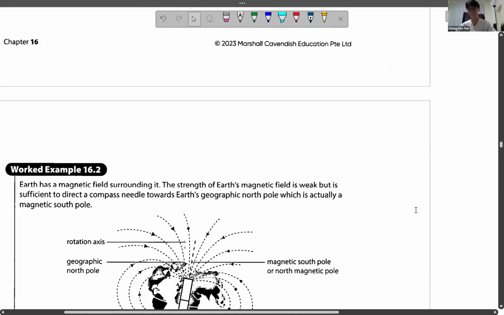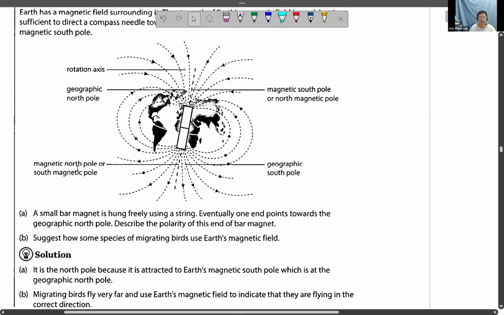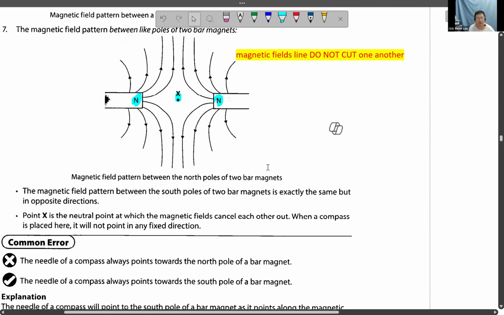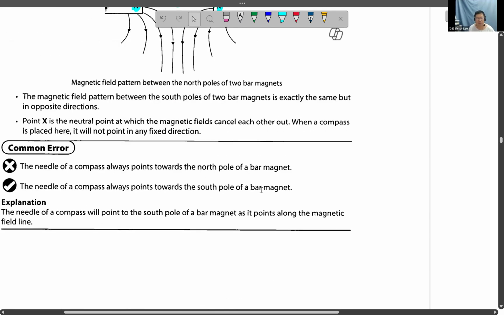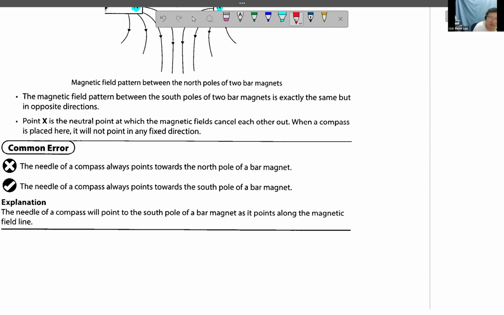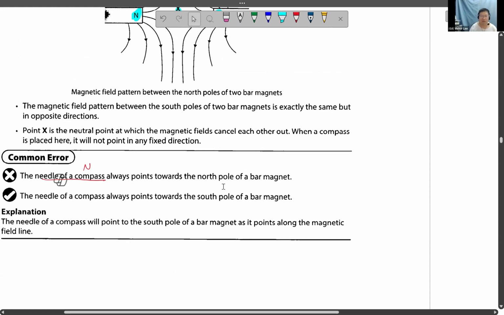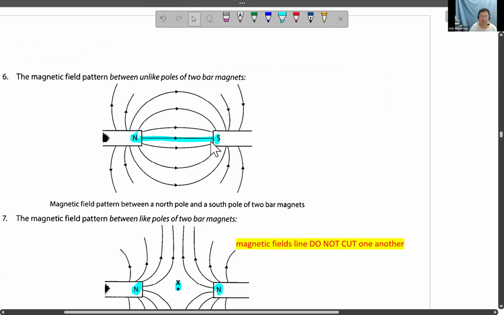Right. The needle of a compass always points towards the north pole of the magnet, or south pole of the magnet. Of course, it points to the south pole, because the compass needle is always north. I repeat, the compass needle, its needle. And therefore it points not to the north, but to the south. Here, it points to the south. You okay?